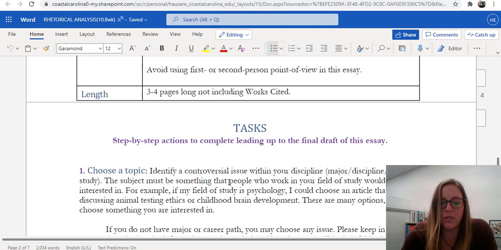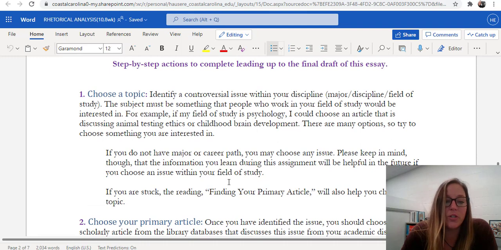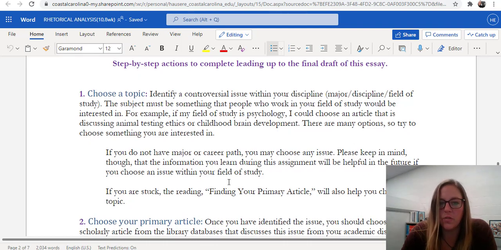Next, we have step-by-step instructions to complete before you write your final draft of the rhetorical analysis. First, you must choose a topic. This topic has to be within your field of study, and it needs to be a controversial issue. The reason it needs to be controversial is because you need to find an article that is proving a point and is not just informative.